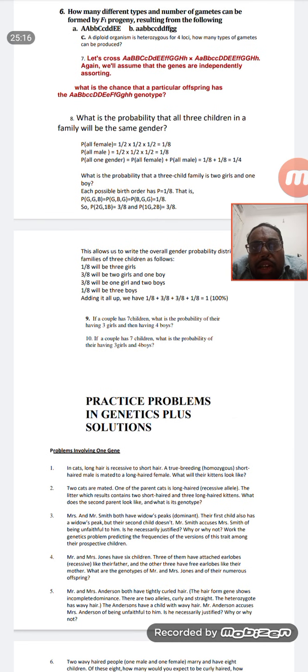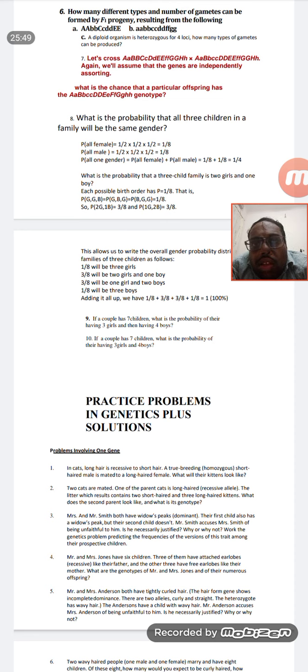What is the probability that all 3 children in a family will be the same gender? That's the question. This is also a genetic question. This can also be asked in the exam, and the 9th and 10th you have to solve by yourself by understanding this. So read the question carefully. What is the probability that all 3 children in a family will be the same gender?